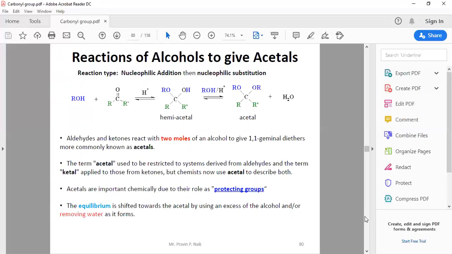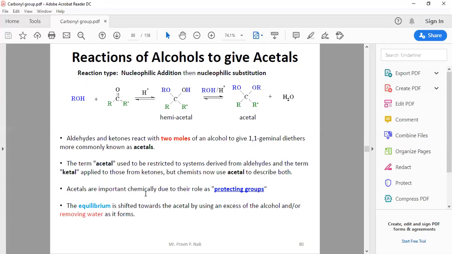So what is an acetal? Basically, the reaction type is nucleophilic addition and then nucleophilic substitution. So both addition and substitution occur in the formation of acetals. You can see here the carbonyl group is reacting with alcohol in acidic conditions. First the intermediate formed is a hemiacetal, and then this hemiacetal reacts with another molecule of alcohol to give you the acetal.